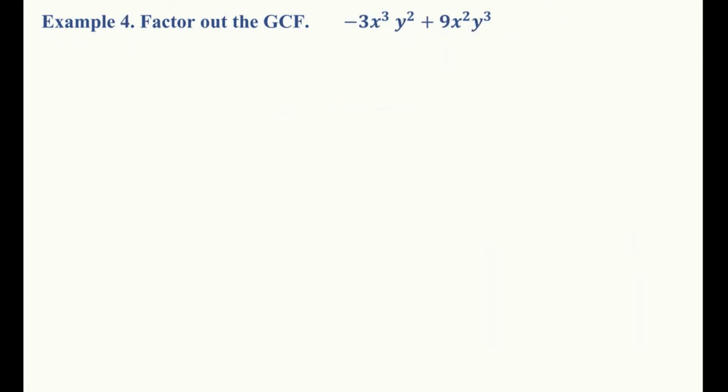Let's try this one. Now, usually when your lead term has a negative coefficient, we tend to want to factor out the negative as well. This is called factoring out the negative. So if we were to find the GCF for these two terms and take out the negative with it, we would get negative 3. What's the lowest power of x that you see in common? X squared, right? And for y's, it's going to be y squared.